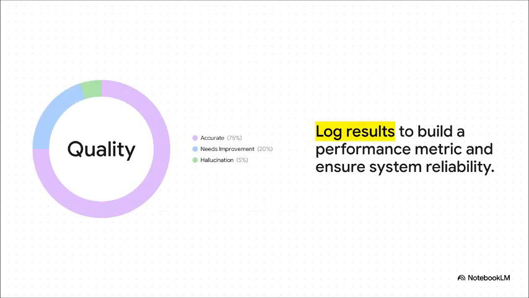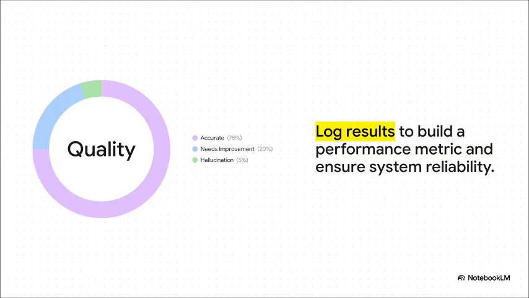So after you've made sure the right information is being retrieved, you do the final quality check on the AI's actual generated answer. The worksheet gives you 3 simple categories: accurate, needs improvement, or the one we all fear, hallucination detected. This isn't just a one-time check.